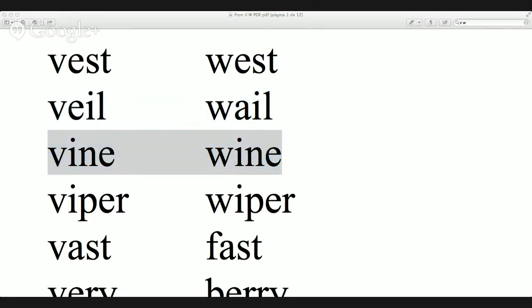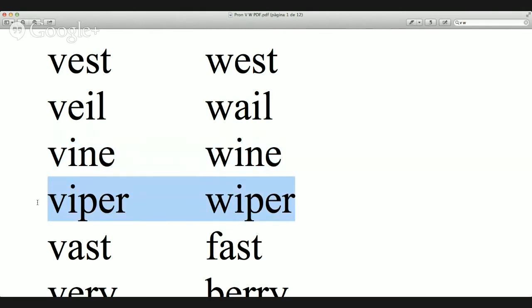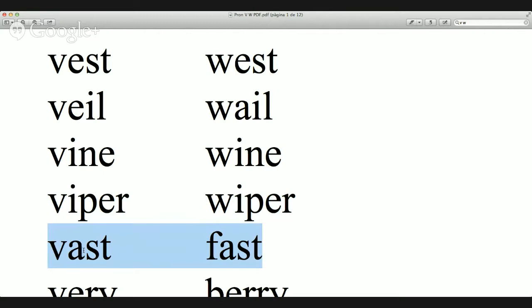Here. Vine, wine. Aldis. Vine and wine. Jade. Vine, wine. Pavel. Vine, wine. Peter. Vine, wine. Okay, now here. Peter again. Wiper, viper. Viper, wiper. Pavel. Viper, wiper. Jade. Viper, wiper. Albus. Viper, wiper. Good.